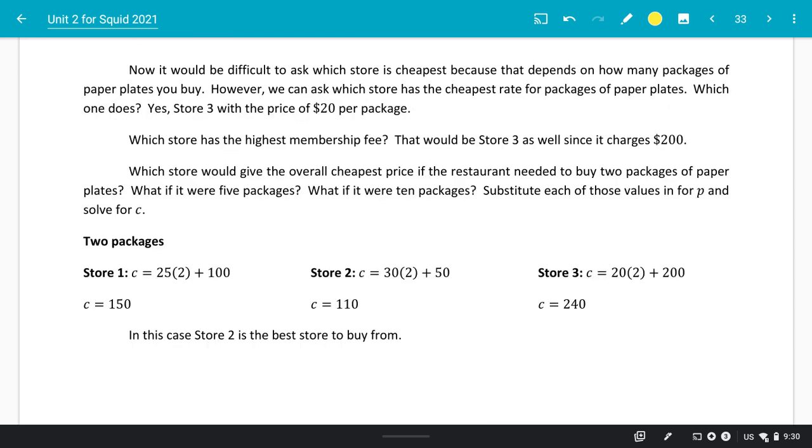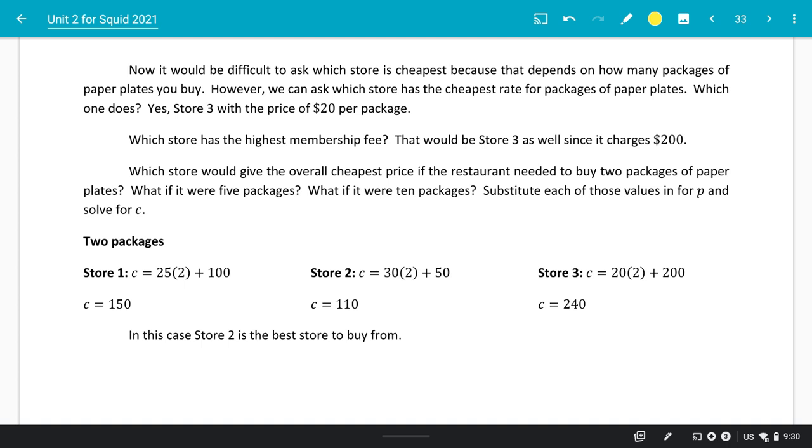Now, it would be difficult to ask which store is the cheapest because it depends on how many packages of paper plates you buy. However, we can ask which store has the cheapest rate of packages per paper plate. Which one does? Yeah, store 3, $20 per package. Which store has the highest membership fee? Yep, that would be store 3 as well, since it charges $200.